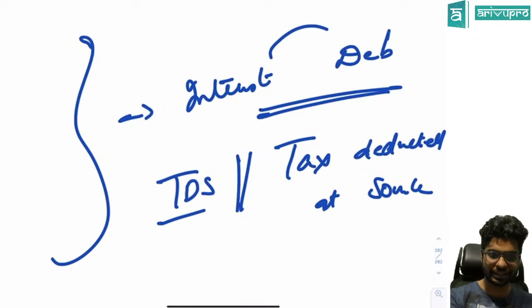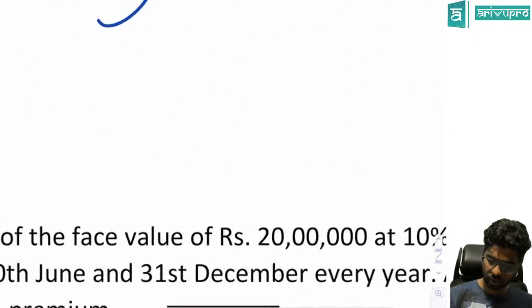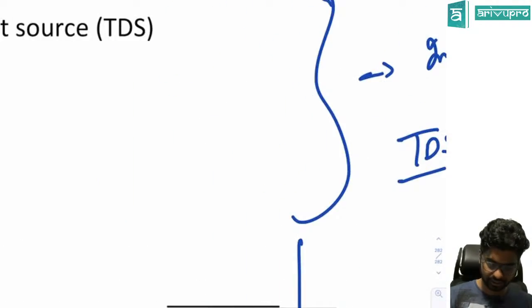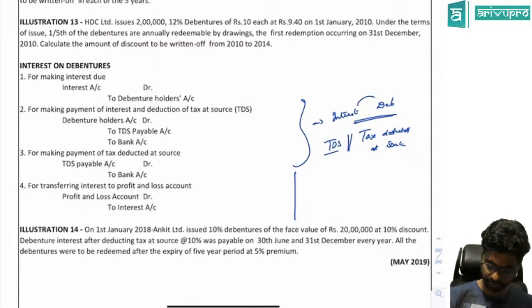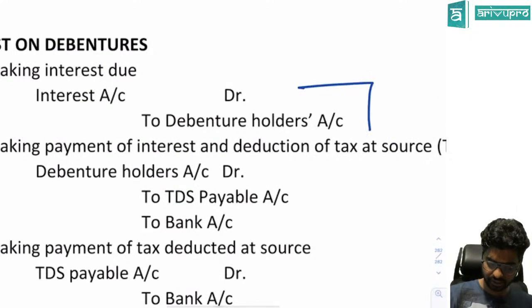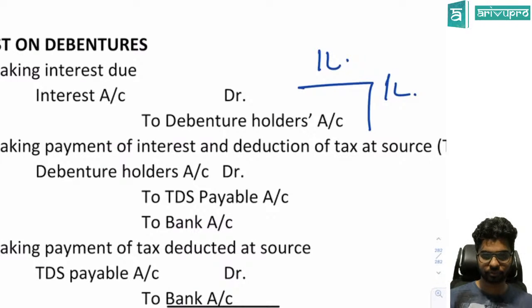So what the government says is, when you are paying interest, you need to make sure that you reduce the tax from the interest before you pay the debenture holders. So first you will pass a journal entry: interest account debited to debenture holders, 1 lakh, 1 lakh.